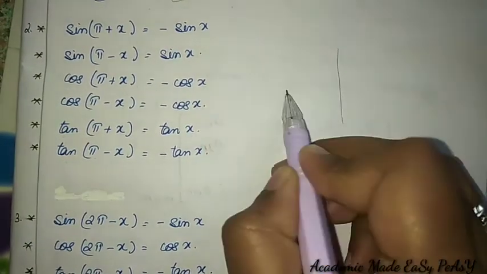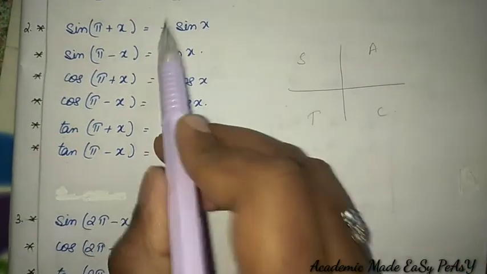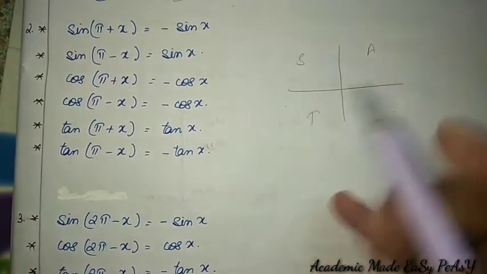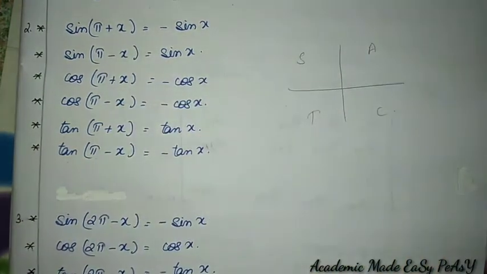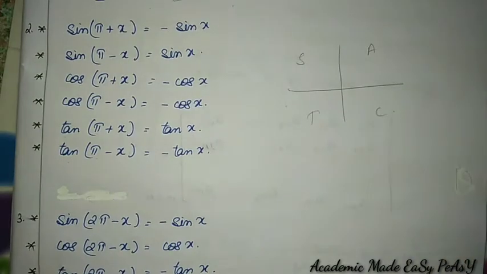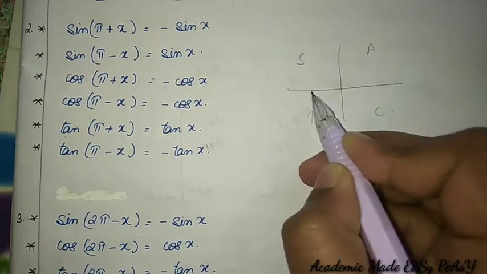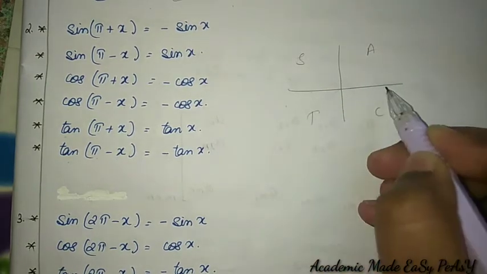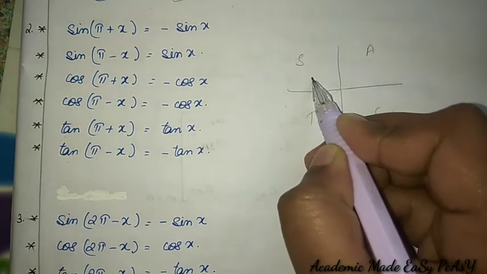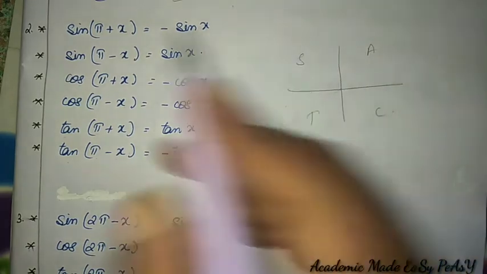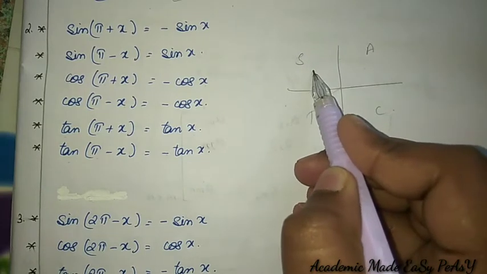So even for this one, all silver teacups. Sine pi plus x means it will be here. For all these pi formulas, it will be the same terms only: sine, cos, tan. Pi plus x means it will be in this quadrant. This is pi by 2, pi, 3 pi by 2, 2 pi. Sine is positive only here and here, so therefore it is negative. Next, if we go for pi minus x, it is here, and sine is positive here.